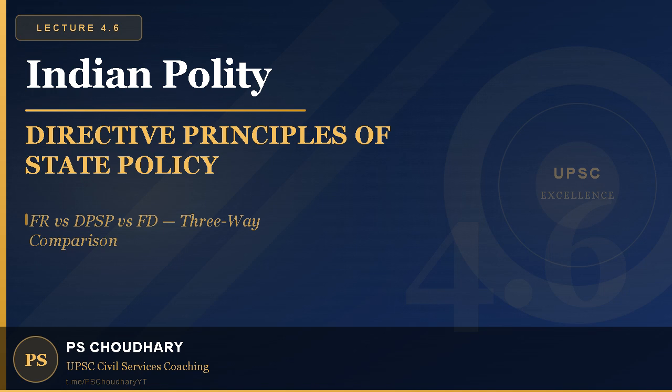The Indian Constitution creates a complete framework for the relationship between the citizen and the state. But it is not a simple two-way relationship. It is a three-way relationship, and each part of this triangle defines a different dimension of constitutional citizenship. Part 3 is fundamental rights. What the state must not do to you. Part 4 is directive principles. What the state should do for you. Part 4A is fundamental duties. What you must do for the nation.